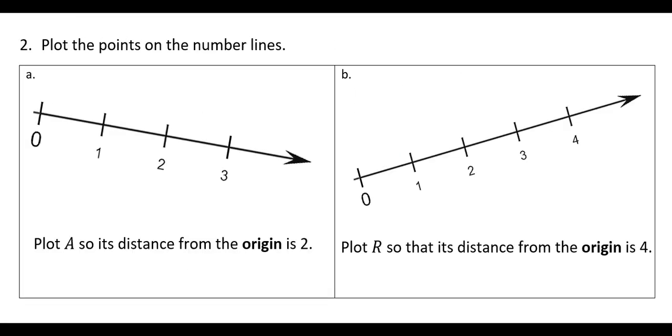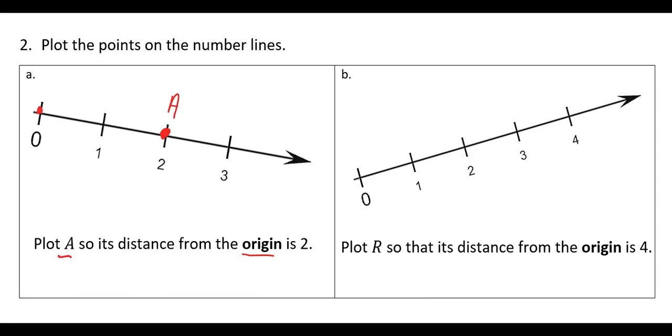In this section, we're going to plot points on the number lines according to the description below each number line. Question A says to plot point A so its distance from the origin is 2. So again, the origin is 0, so if I start at 0 and move over 2 units, that would put point A on the 2 on the number line.